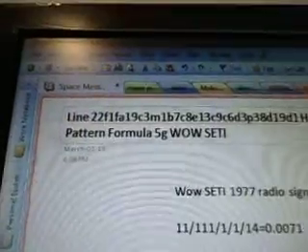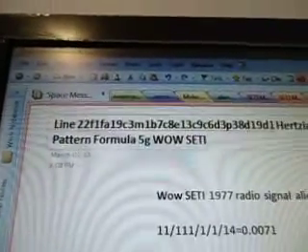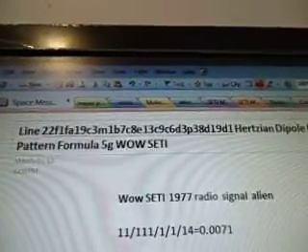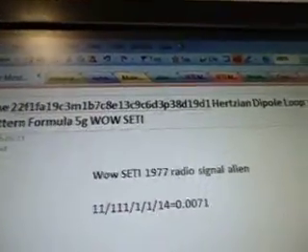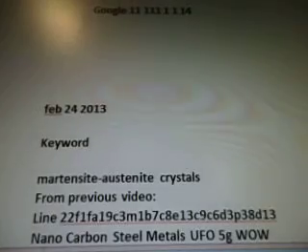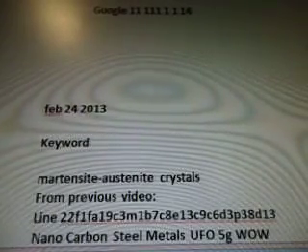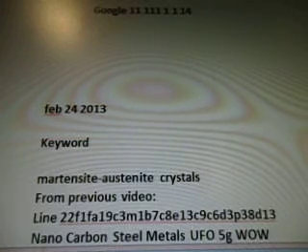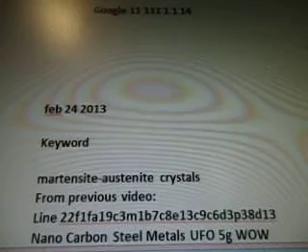284C3M1B7C8E13C9C6D3P38D19D1. Sorry. Line 22f1fa19C3M1B7C8E13C9C6D3P38D19D1. Hertzian Dipole loop pattern formula 5G Wow Seti. There's the alien radio signal, and there's the stuff there. Okay, so this is a keyword research into Hertzian Dipole loop patterns from a dipole antenna for the UFO spaceship long distance deep space communication signal device found in the WOW data.